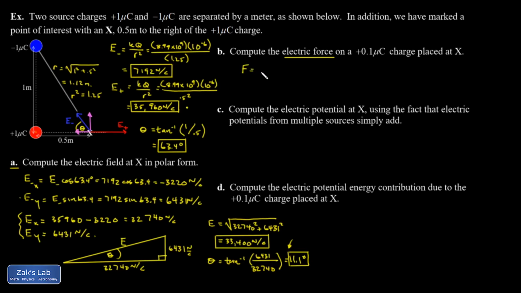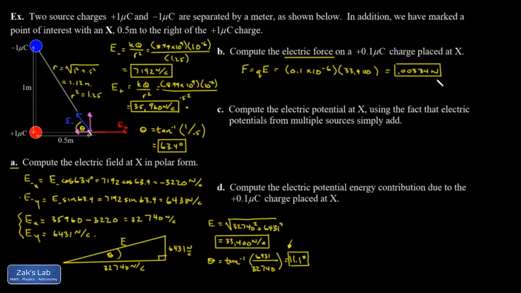And the magnitude of the electric force is just the size of the charge multiplied by the magnitude of the electric field. So 0.1 microcoulombs, a microcoulomb is a millionth of a coulomb, multiplied by my electric field, which is 33,400 newtons per coulomb. I skipped the units there, but they come out to newtons. And I get 0.00334 newtons, or if you want, you could be clever and put it in millinewtons, but that's kind of a goofy unit.